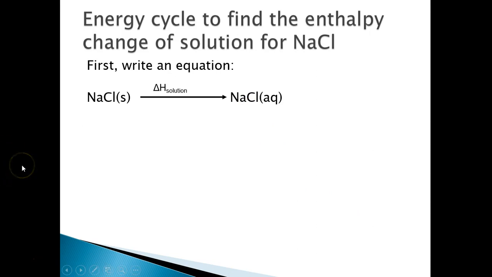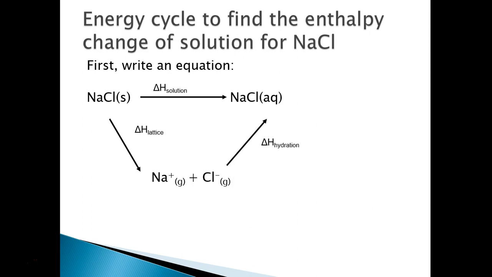Now, we have to ask ourselves, what could I do with solid sodium chloride besides dissolve it in water? Well, I could use the lattice enthalpy and go to gas phase ions. All right, so that's the first step. And then once I have gas phase ions, I can connect those to the aqueous solution using the enthalpies of hydration. Now note that these are for each ion. So when you look in the data booklet to get this information, you'll find 1 value for sodium and 1 value for chloride.